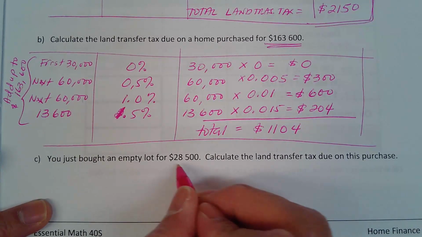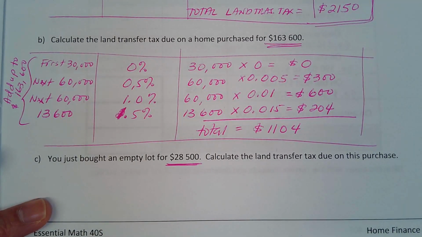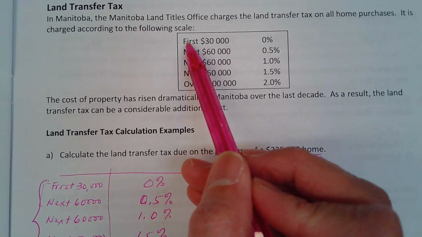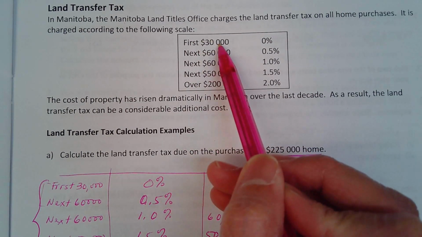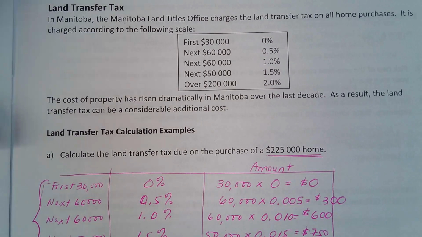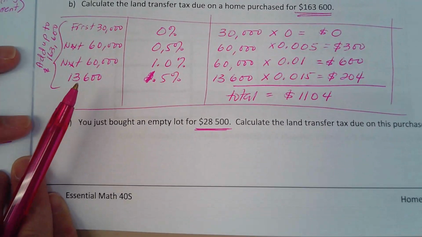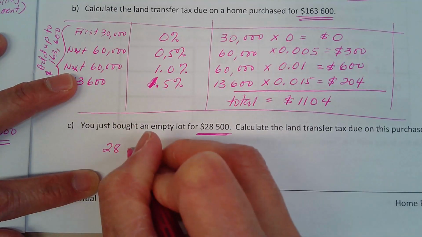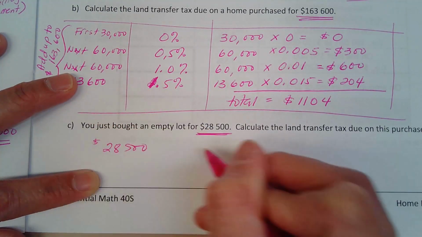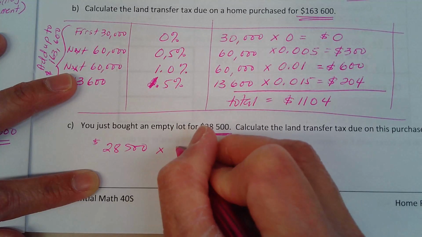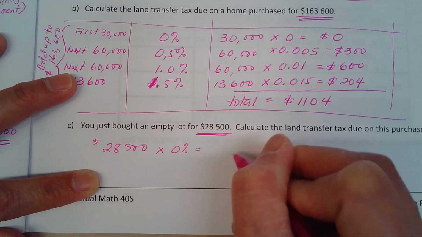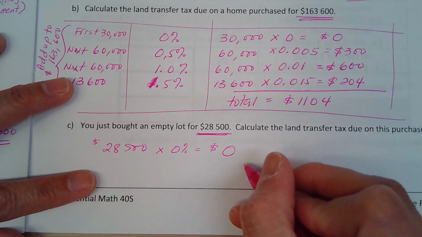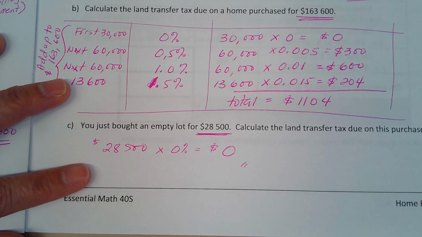So, because it's 28,500, how much do we need to pay? This is for the first 30,000. In this case, because it's less than that, for 28,500, how much tax? 0%. It's going to be $0. Okay, so far so good.